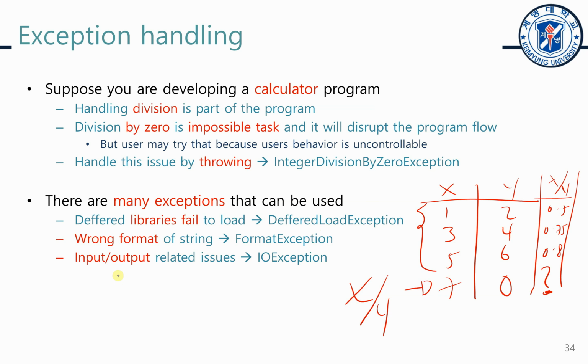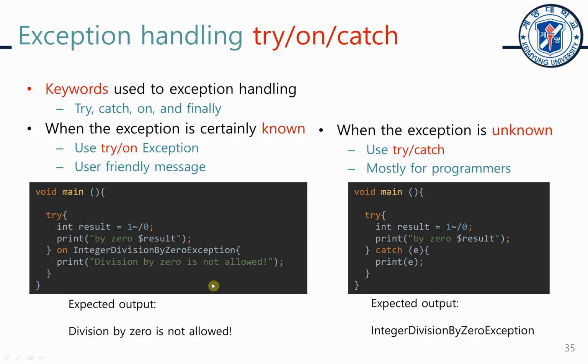When you write to a file or display on a screen, or when you read an input from a file or from a keyboard, you may face some issues. These kinds of issues are called input-output exceptions. There are some keywords in order to implement the concept of handling, or to write the laws of exception handling. The most famous ones are try, catch, on, and finally.